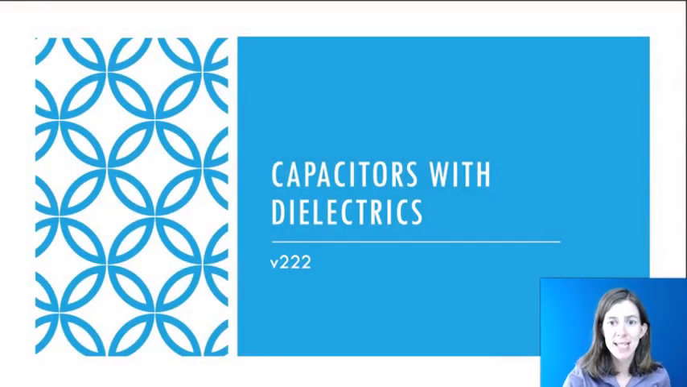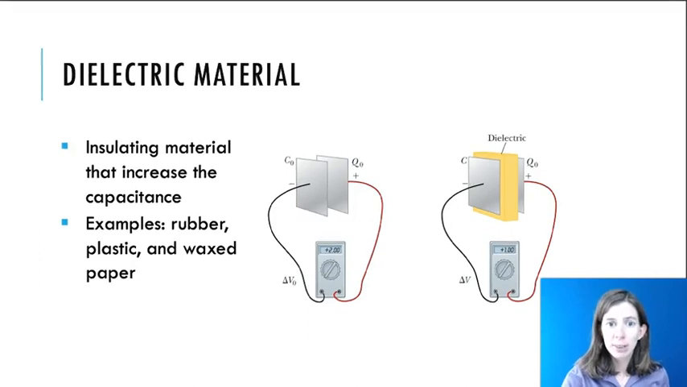It's called Capacitors with Dielectrics. A dielectric material is an insulating material, so an insulator, that increases the capacitance of your capacitor. Examples are rubber, plastic, wax paper. All you do is place that dielectric in between the plates of the capacitor, and it now has a bigger capacitance without having to increase the area of the plates or decrease the distance between the plates.